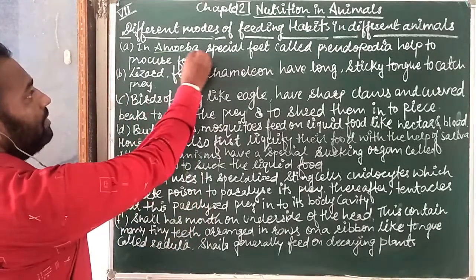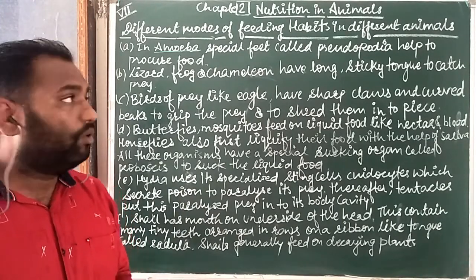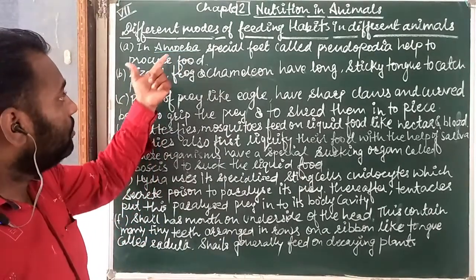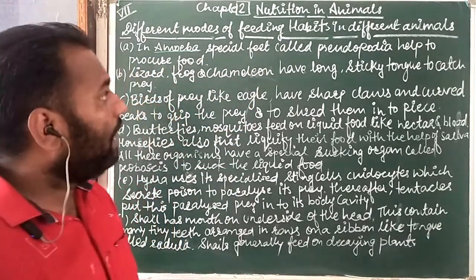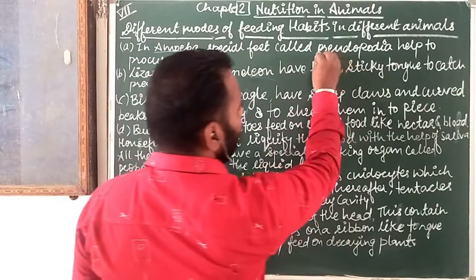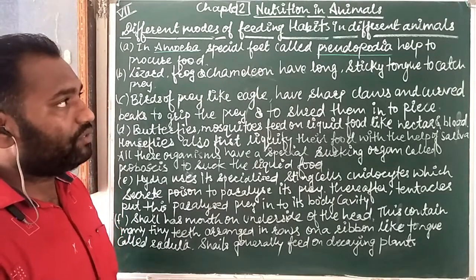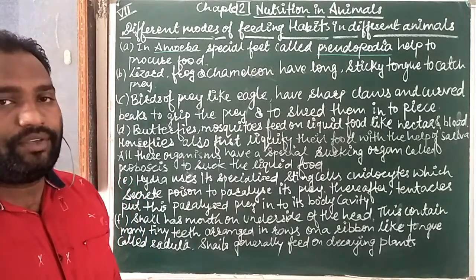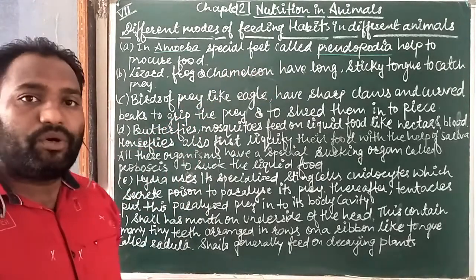First is amoeba. Amoeba is a unicellular organism. It means every activity is contained within one cell. Every living function can be carried out by one cell, which is known as unicellular. Amoeba has special feet called pseudopodia, which help to procure food. Pseudo means false, and podia means feet. So they have false feet which help to take food from other living things, which serve as food, and they take the food inside with the pseudopodia.